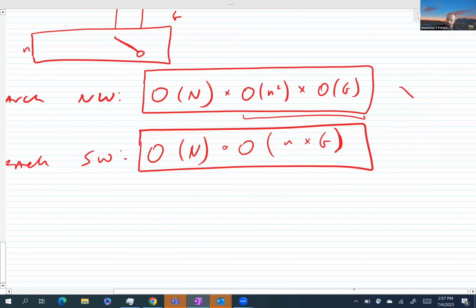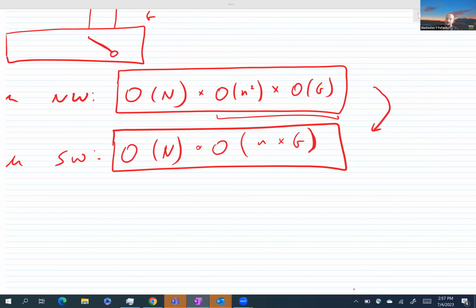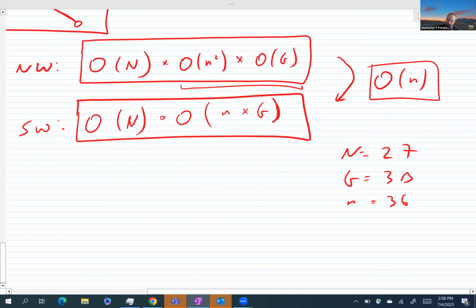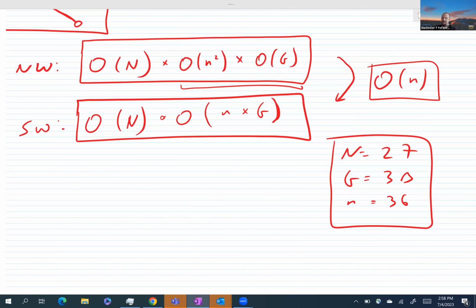So is the Smith-Waterman algorithm faster than Needleman-Wunsch? Yes. By how much? O of little n. So this is not great. In our particular example, N is 27 million, in our homework G is 3 billion, and little n is 36, if I remember correctly. Reducing the problem size by a factor of 36 is nothing to sneeze at, but it would have been nice if we could have done something about these other terms, which is exactly what we're going to do in the next lecture.